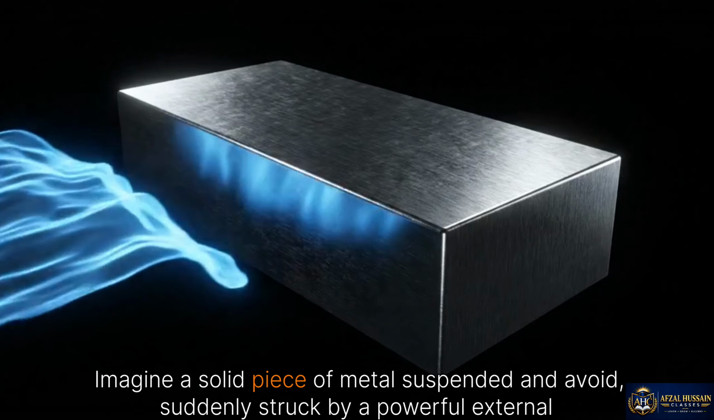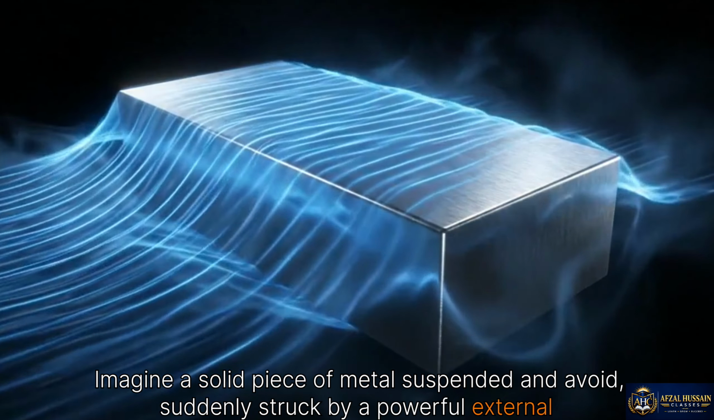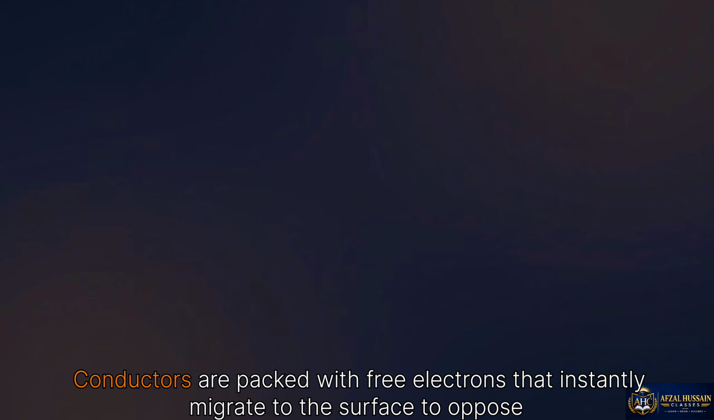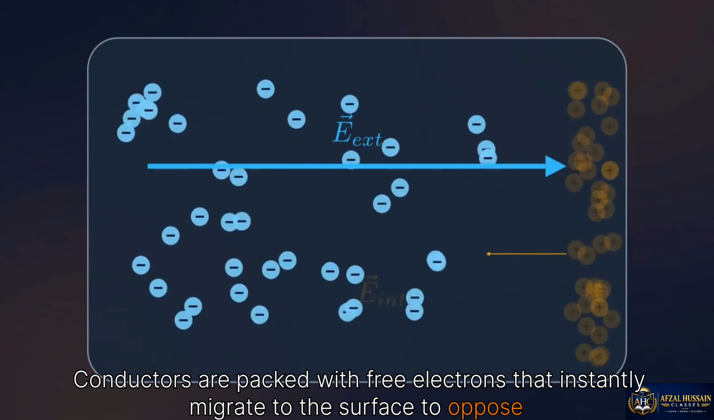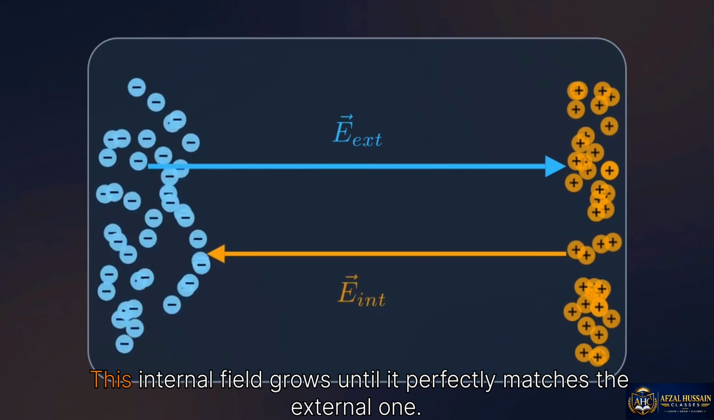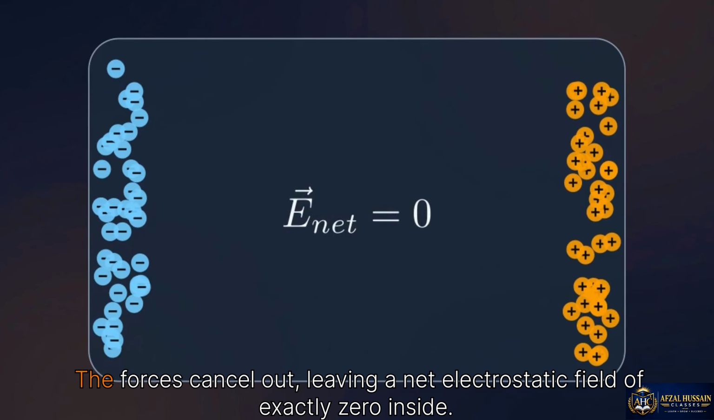Imagine a solid piece of metal suspended in a void, suddenly struck by a powerful external electric field. Conductors are packed with free electrons that instantly migrate to the surface to oppose the incoming force. This internal field grows until it perfectly matches the external one. The forces cancel out, leaving a net electrostatic field of exactly 0 inside.